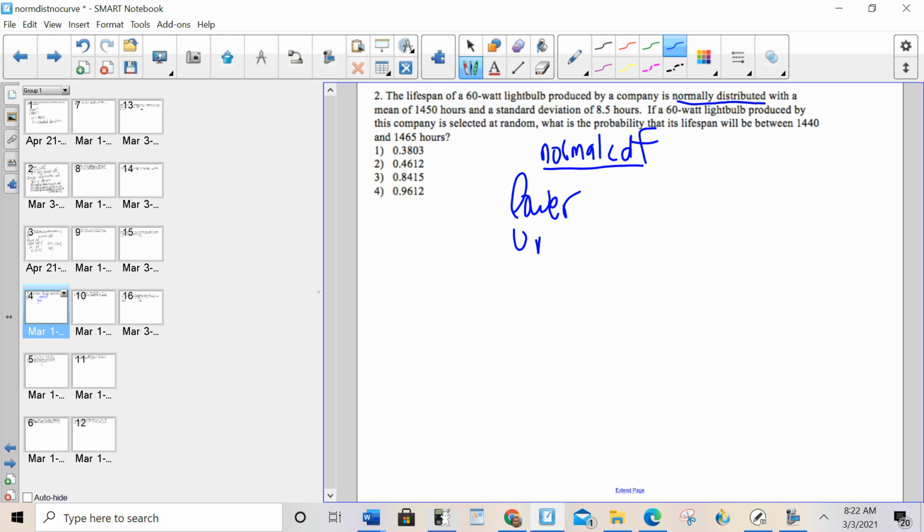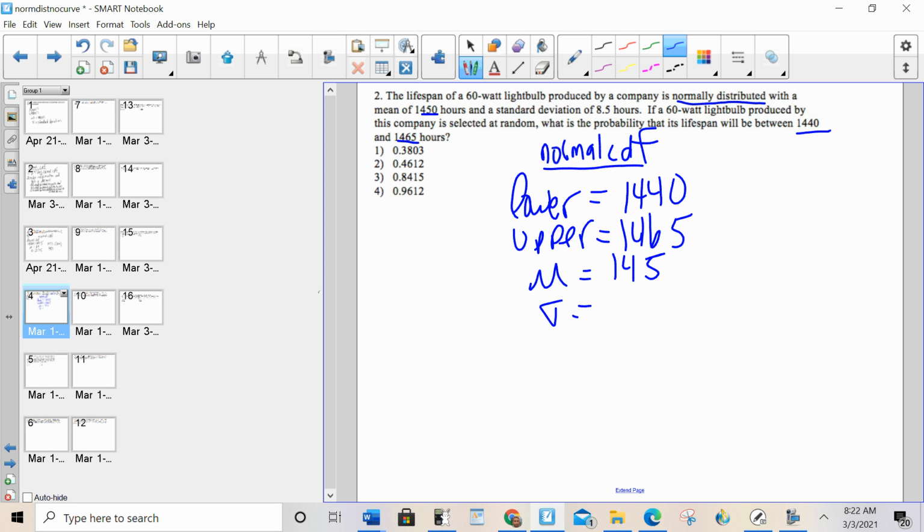Lower, upper, mu, sigma. Again, my lower and my upper is the range that it's looking between, so 1440 and 1465. Mu is the mean, which is 1450. Sigma is the standard deviation, which is 8.5.